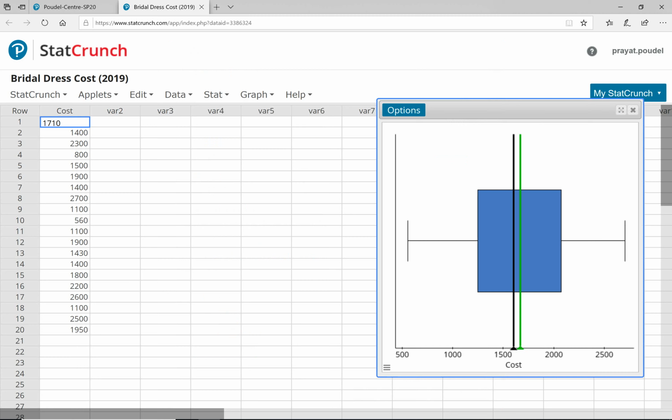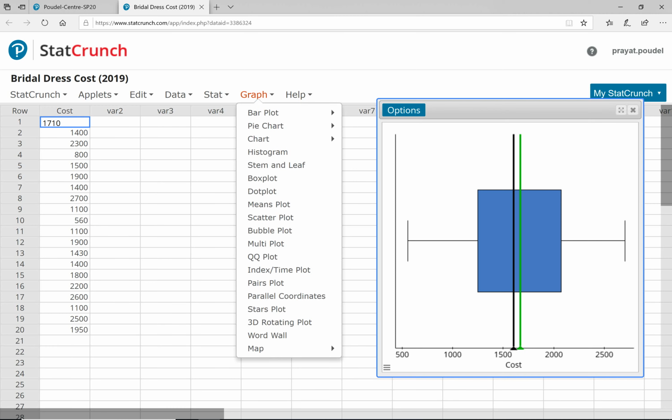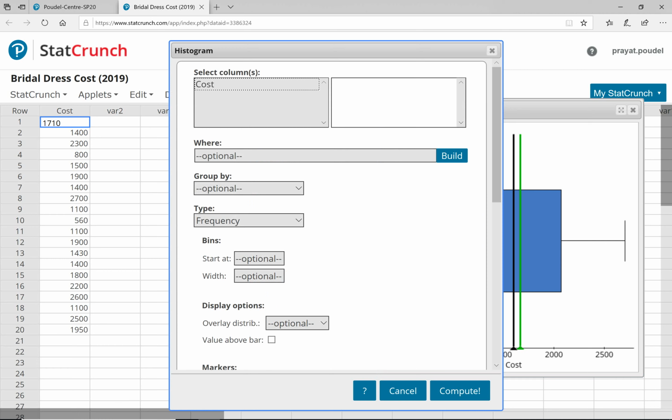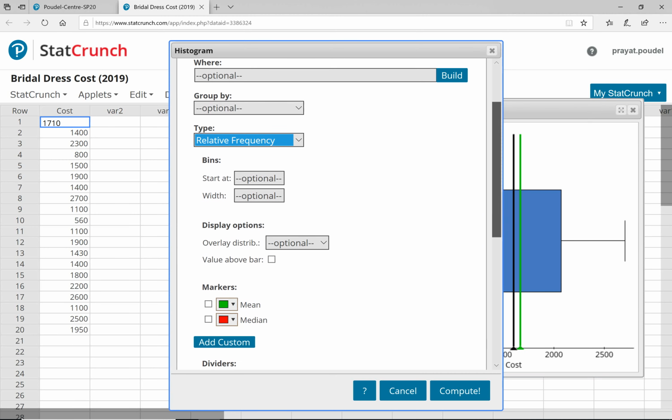All right, so next what we're going to do is look at a histogram for this data. Let's go ahead and sketch a histogram for the same data. Again, we are going to do cost. For this one, rather than doing frequency, I'd like to look at the relative frequency. And finally, there's this option of bins here.